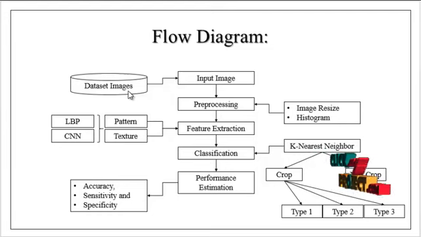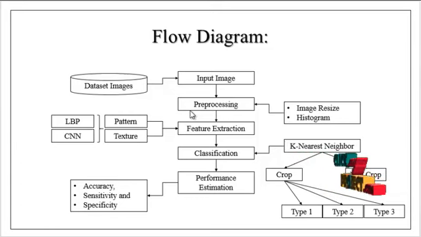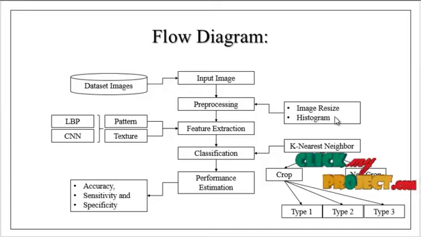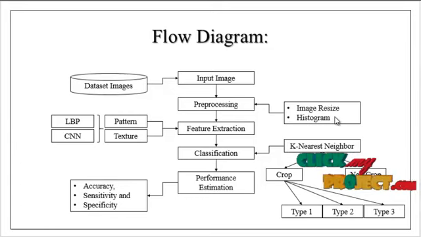After the user selects the images from the dataset, the pre-processing will be carried out. In this pre-processing, two kinds of pre-processing stages will be there. One is the image resize, and the other one is the histogram equalization. In the image resize, the image will be resized into an optimum size.